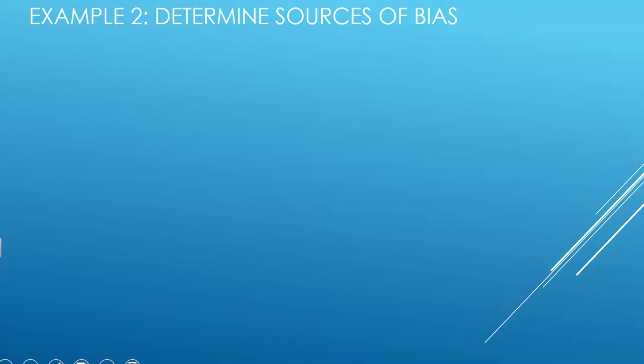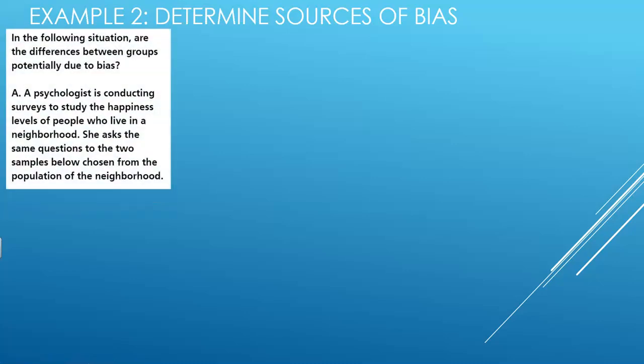Here's another thing that happens when we collect data or set up our samples. We could have sources of quote unquote bias. And here's an example. We're going to look at this situation to see if there are differences between groups that could potentially cause a bias.